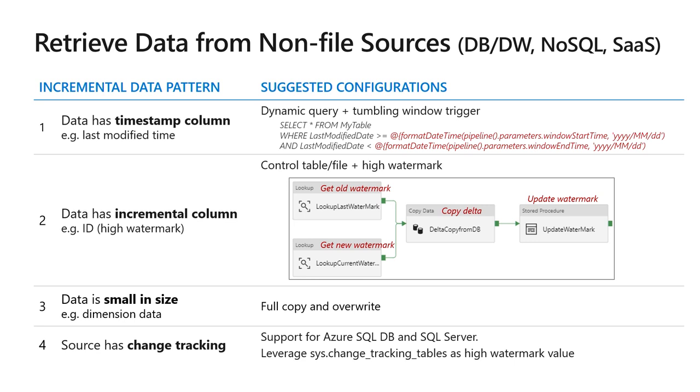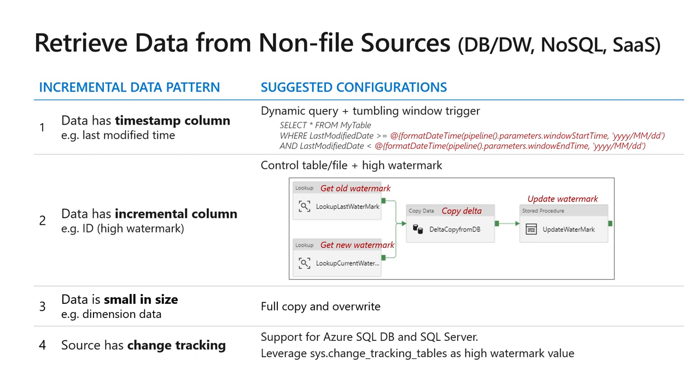When we talk about incremental copy for relational data stores, there are different options fitting different data patterns based on your needs. Similar to the file-based ones, if you have a fact table with a timestamp column, like created time or last modified time, you can use Data Factory's expressions and system variables to construct a dynamic query, where in the warehouse you can just filter the delta records.